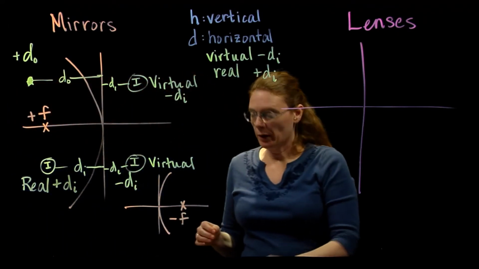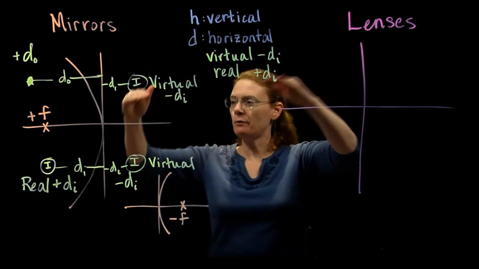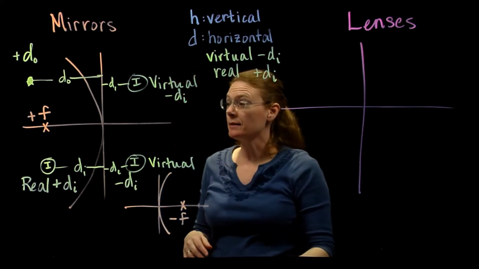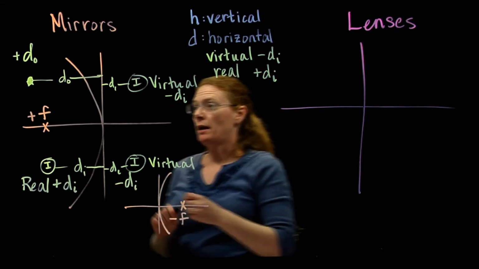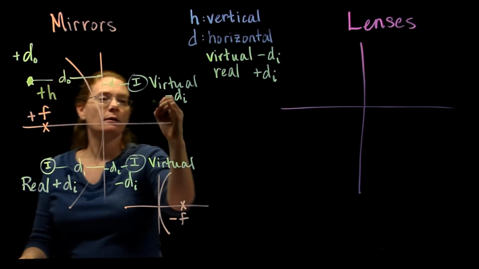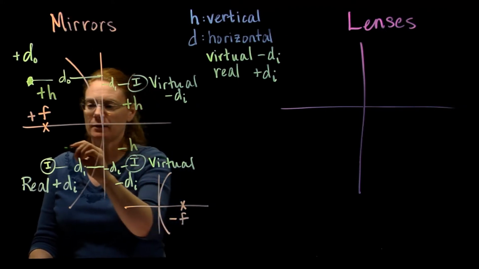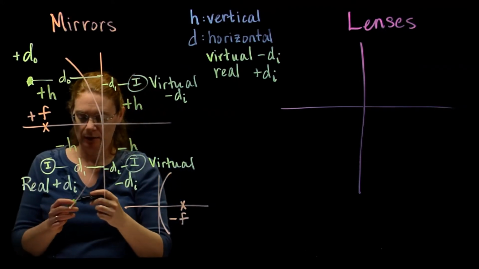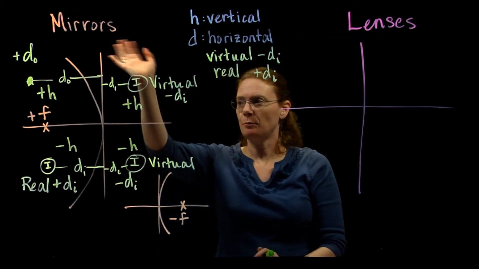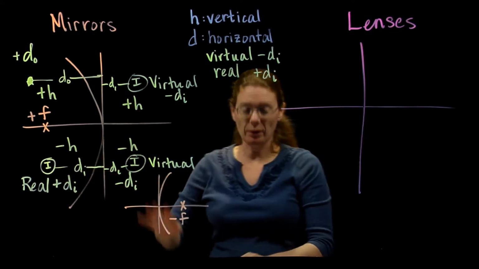And then for our heights, the heights are purely just above this axis is a positive height, below this axis is negative height. And that means that this object here would be a positive height. This here would be a positive height. This would be a negative height. This would be a negative height. And whether it's image or object doesn't matter. Anything above the line, positive height. Anything below the line, negative height. So that's real quick on mirrors.